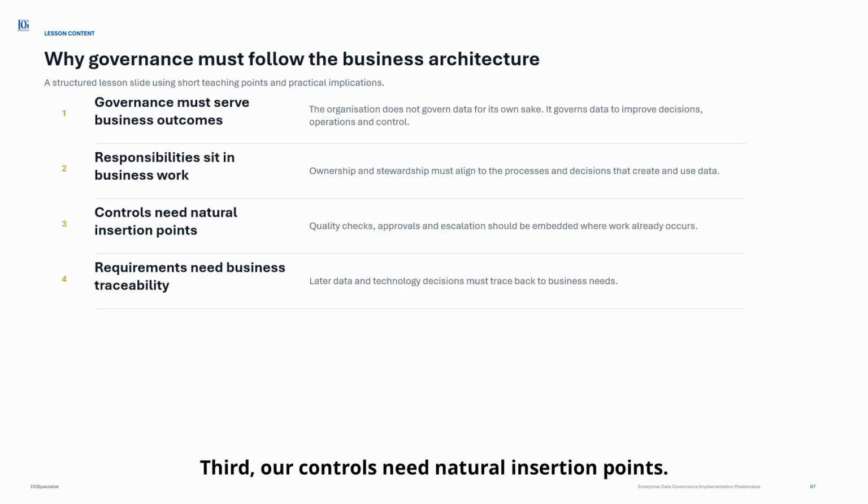Third, our controls need natural insertion points. Quality checks, business approvals, and escalation paths should be embedded seamlessly right where the work already occurs on a daily basis. Fourth, our requirements need strict business traceability. Any later data and technology decisions we make must trace all the way back to these proven business needs.